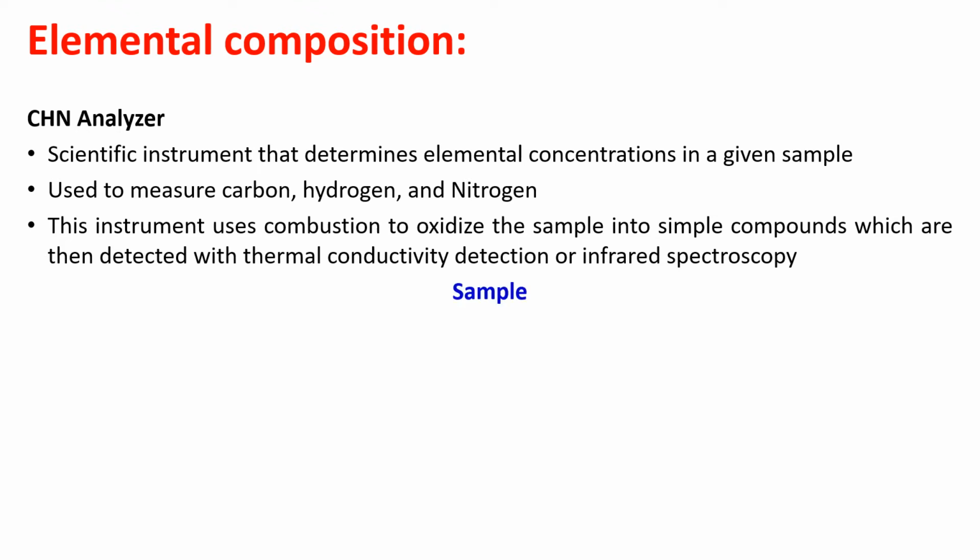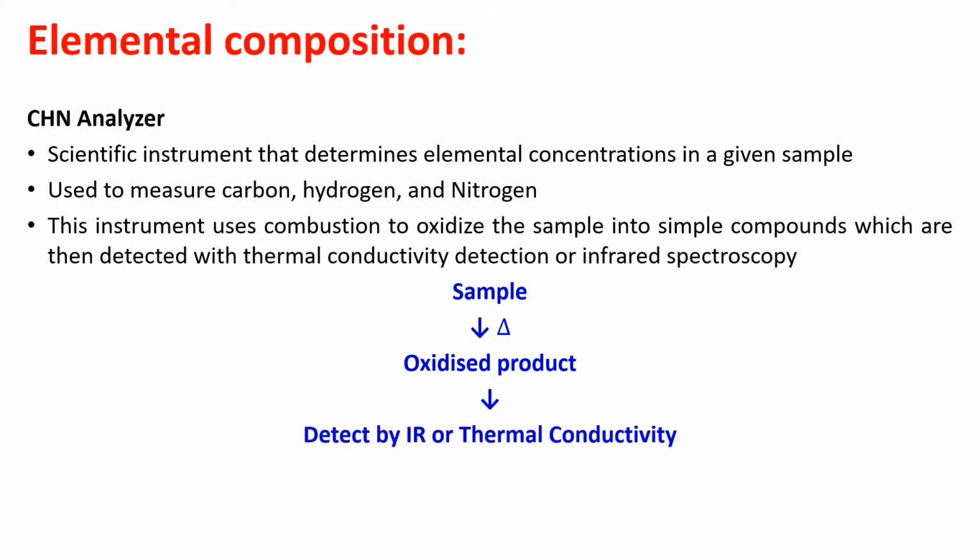So here sample is taken, it is combusted in presence of an oxidizing agent into an oxidized product. So suppose C is present, then oxidizing agent will convert the C into CO2. Now such kind of CO2s are then determined either by thermal conductivity or IR.